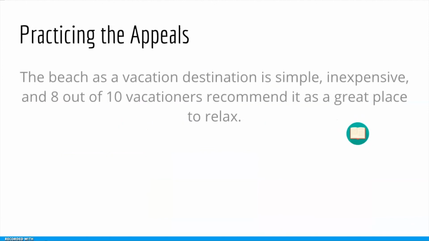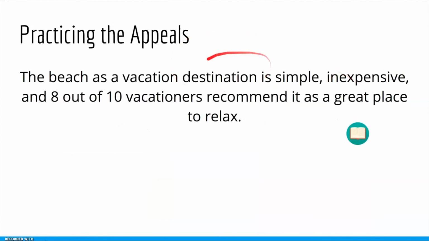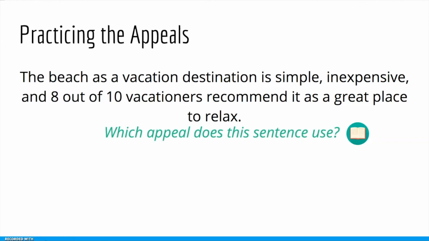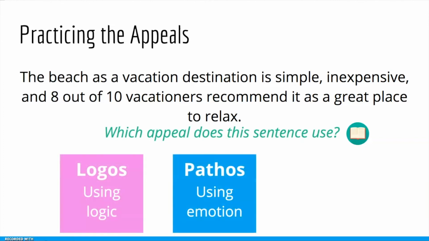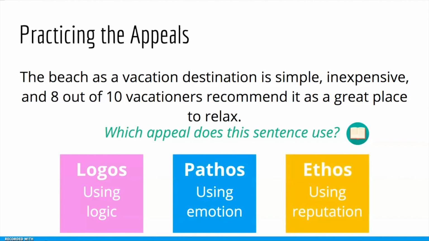And our last one. The beach as a vacation destination is simple, inexpensive, and 8 out of 10 vacationers recommend it as a great place to relax. All right, which appeal does this sentence use? Is it using logic? Is it using emotion? Is it using or setting up reputation? Go ahead and write your answer in our study guide.